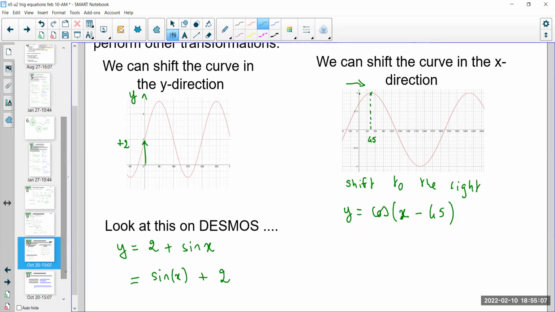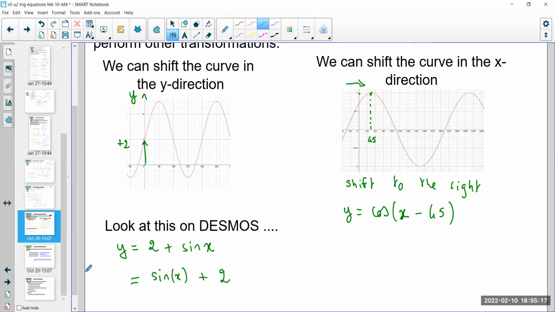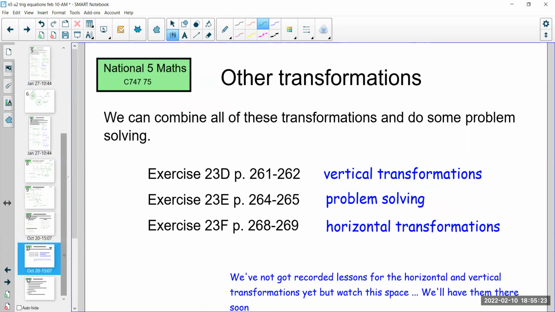There are some exercises on Leki, I think 24E and 24F or something, and they relate to that extra lesson. Okay, so 23D, E, and F, those transformations can be combined, and there are some problem solving.